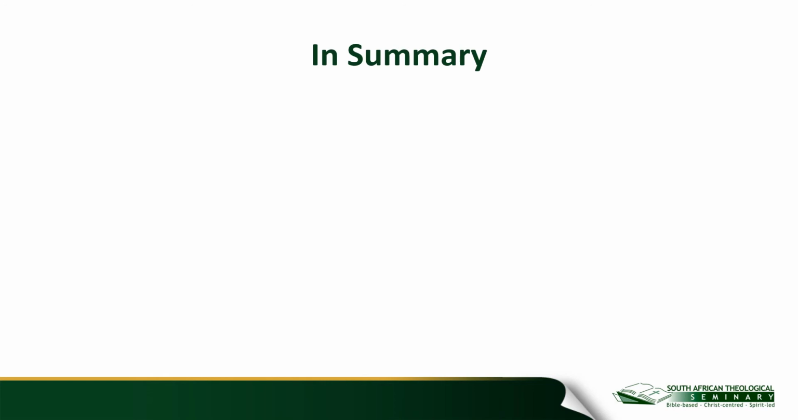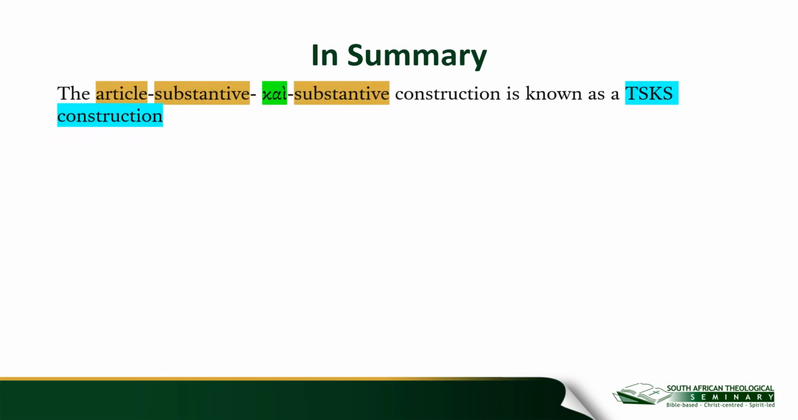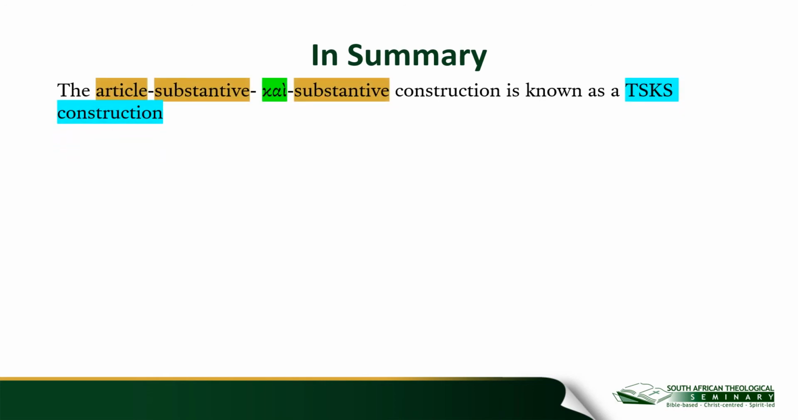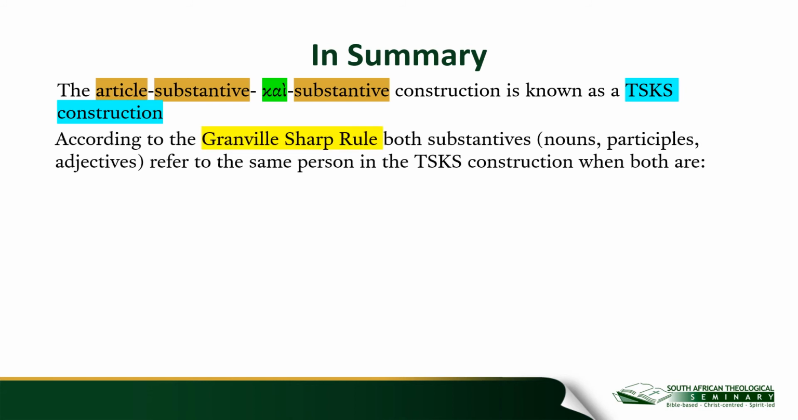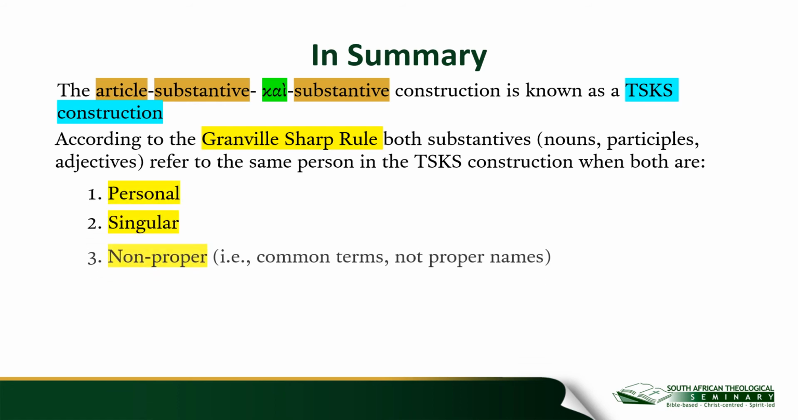Let's now summarize some of the main points. We have firstly learned that the article substantive kai substantive construction, as we saw in this sentence, is known as a TSKS construction. According to the Granville Sharp rule, both of these substantives, whether they are nouns, participles, or adjectives, refer to the same person if they meet the following three demands. They should be personal, singular, and non-proper.